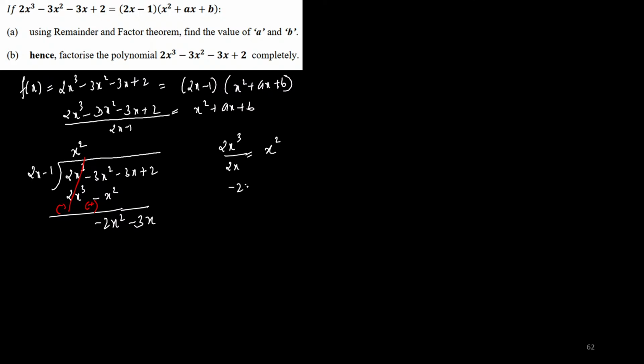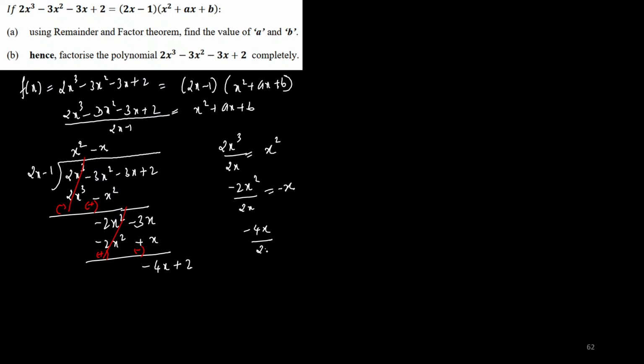Now again repeat the same process. 2x square divided by 2x, if you do, you are going to get minus x. So minus x into 2x is minus 2x square, then plus x I'm going to get. So here I can write plus and this as minus. These two will get cancelled. So here I can write minus 4x plus 2. Clear? Again repeat the same process.